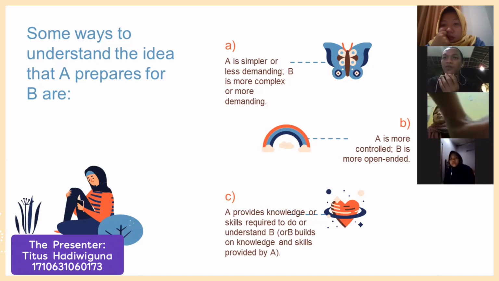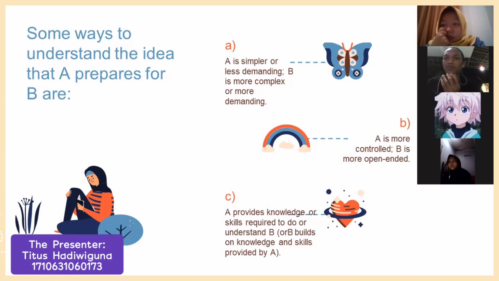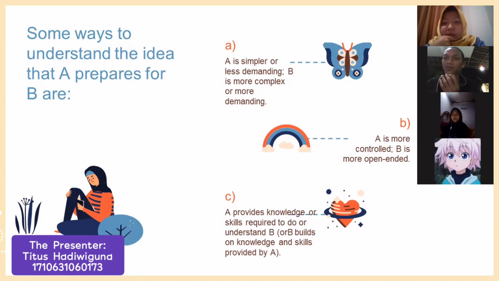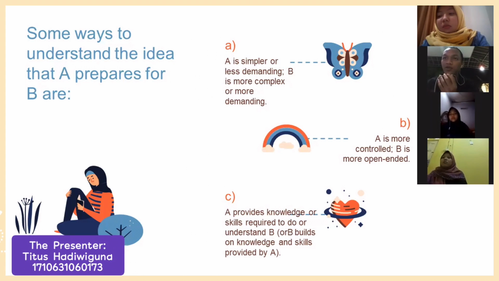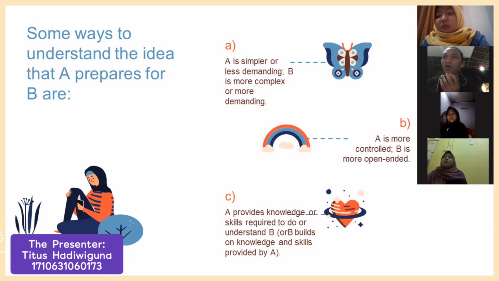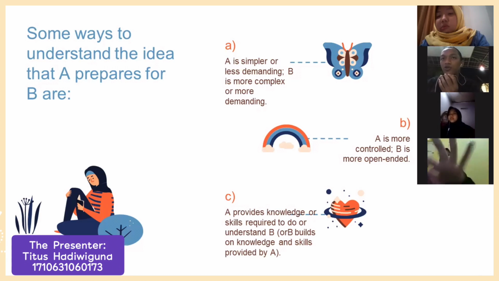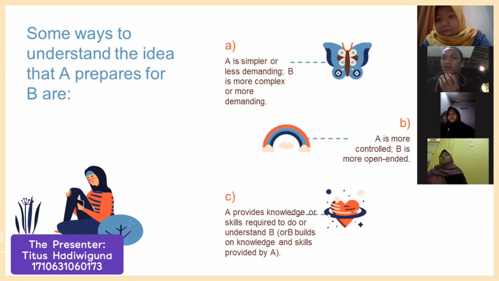The second one is A is more controlled and B is more open-ended. For example, in Toby Brody's newspaper course, learning to summarize an existing newspaper article is more controlled, while learning how to write an article is more open-ended. And the third one is A provides knowledge or skill required to do or understand B, or B builds on the knowledge and skill provided by A. The two examples above from Brooke's and Toby's courses could also be used to illustrate this point. In Valerie Barnes' holiday course, learning the vocabulary for and then role playing ordering in a restaurant provide knowledge and skills required for ordering in an actual restaurant.